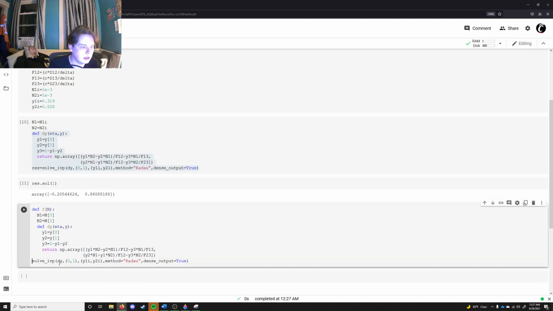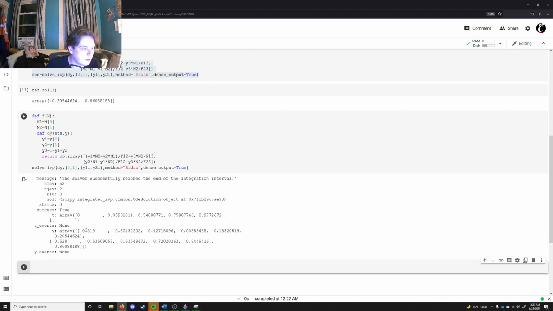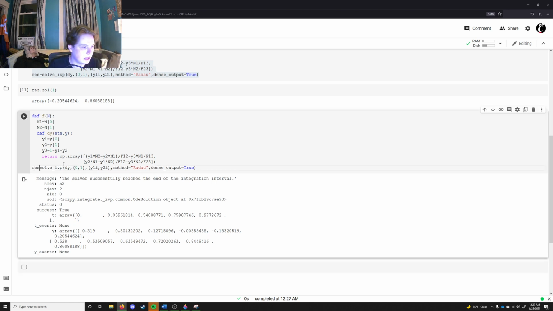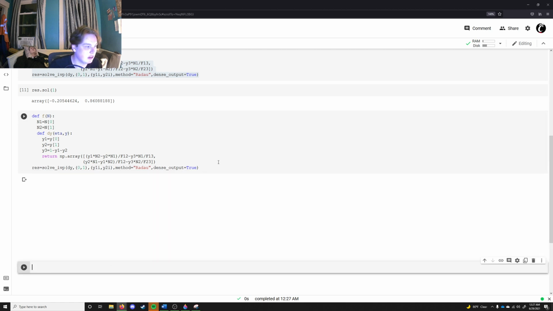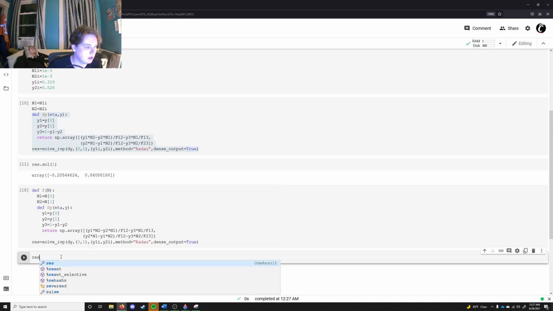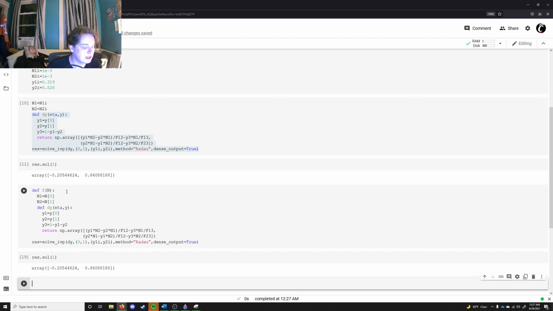So if we just do this, we're going to get our IVP solved again. We're just going to store that and see what we get at 1 again. But it shouldn't change at all because we didn't really change anything. Yep, we just get the exact same thing because we didn't actually find the roots. So now we have to actually find the root.